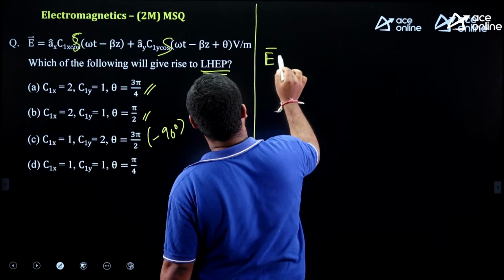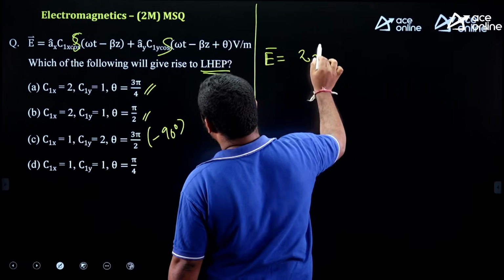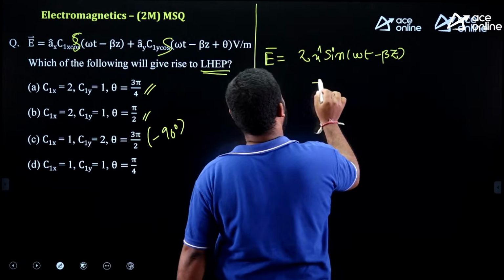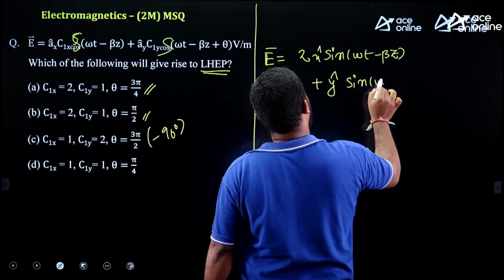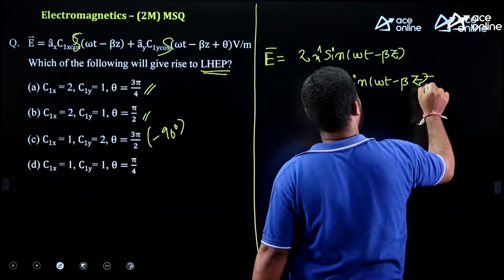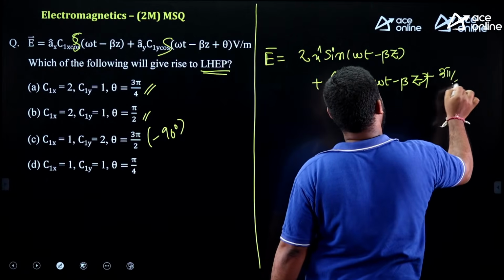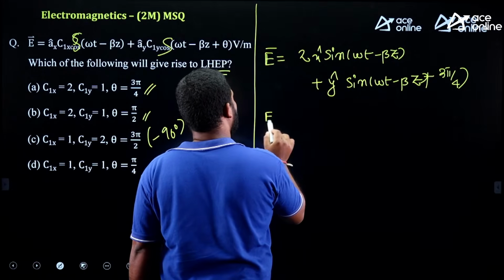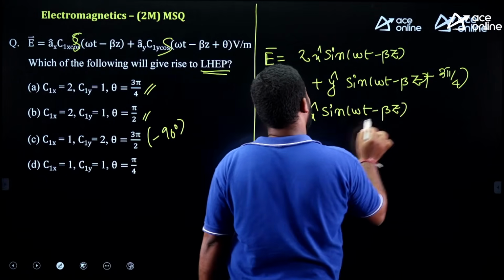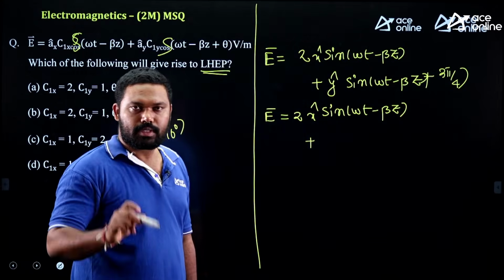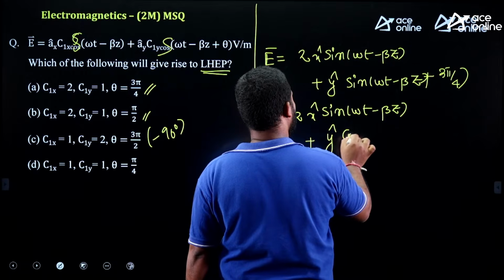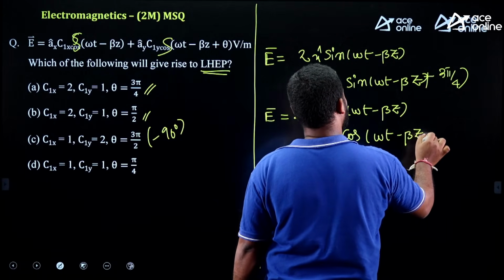Fine. You can cross check this with one simple example. E is equal to 2 x cap sine (omega t minus beta z) plus y cap into sine (omega t minus beta z plus theta). How much is theta? For this case it is 3 pi by 4. This can be written as pi by 2 plus pi by 4. So E is 2 x cap sine (omega t minus beta z) plus y cap cos (omega t minus beta z plus pi by 4).